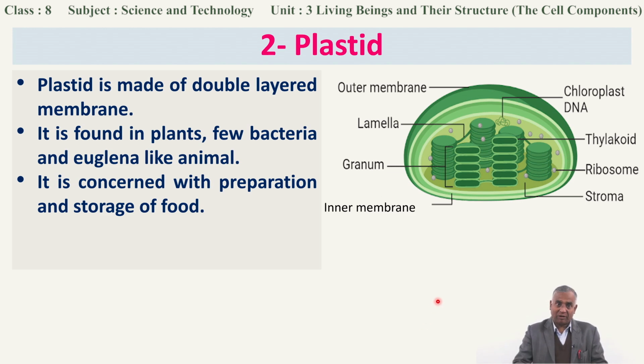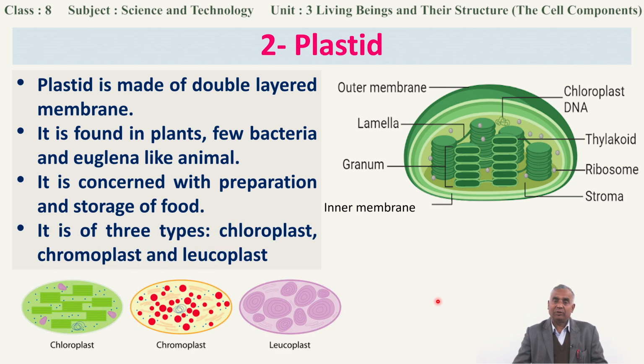There are three types of plastids which are given here. You can see that it is of three types: chloroplast, chromoplast, and leucoplast. Chloroplast having green pigment, chromoplast having other than green pigment, and leucoplast, here it is shown purple, but in fact it does not have any color.